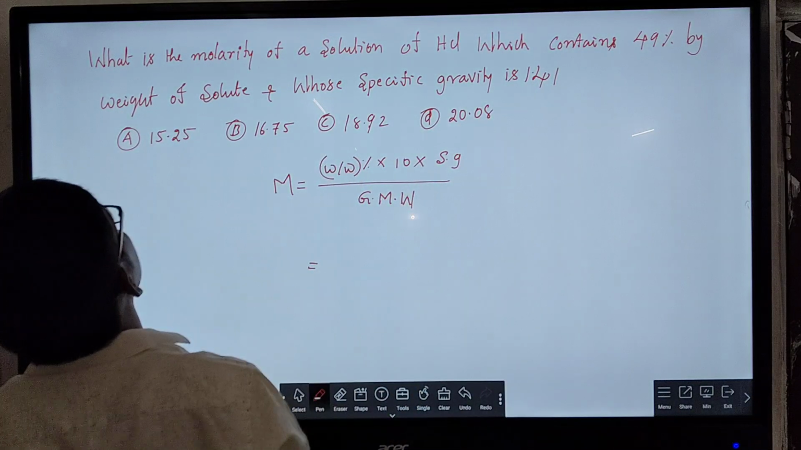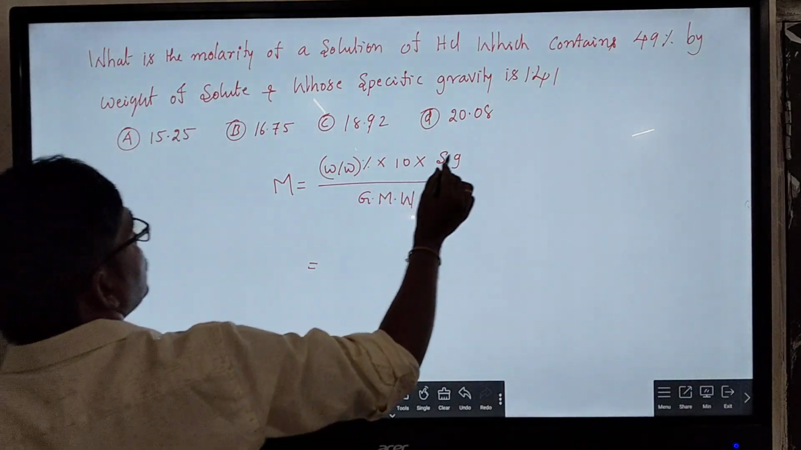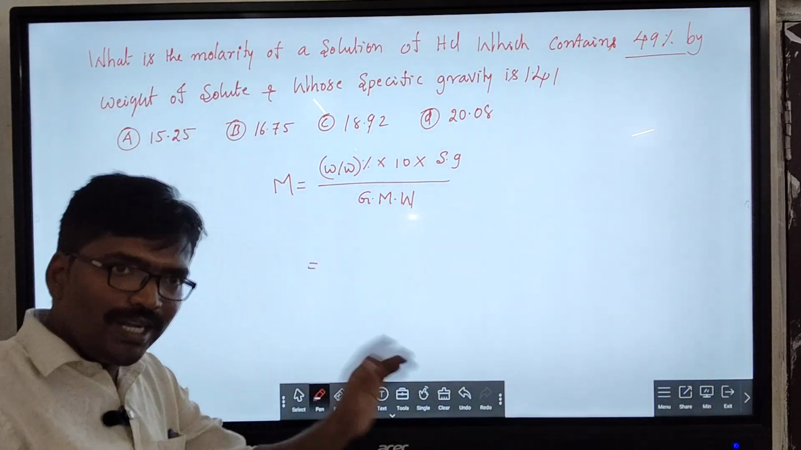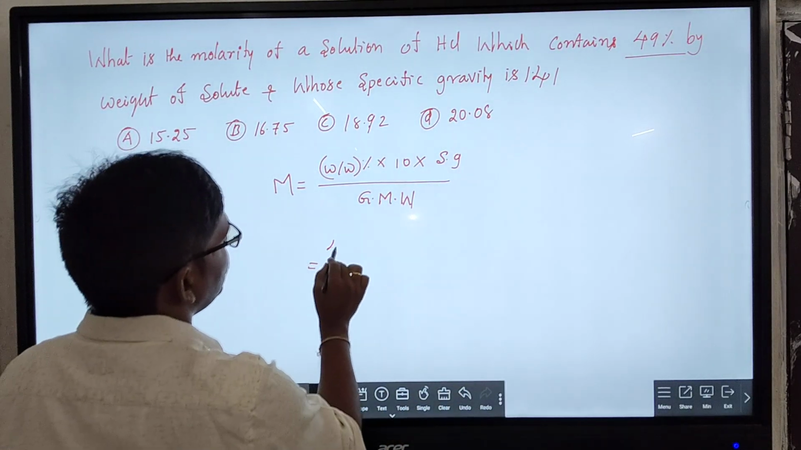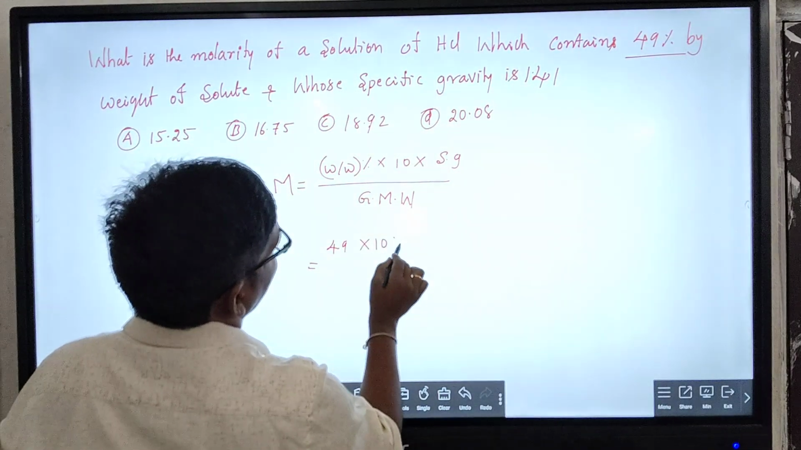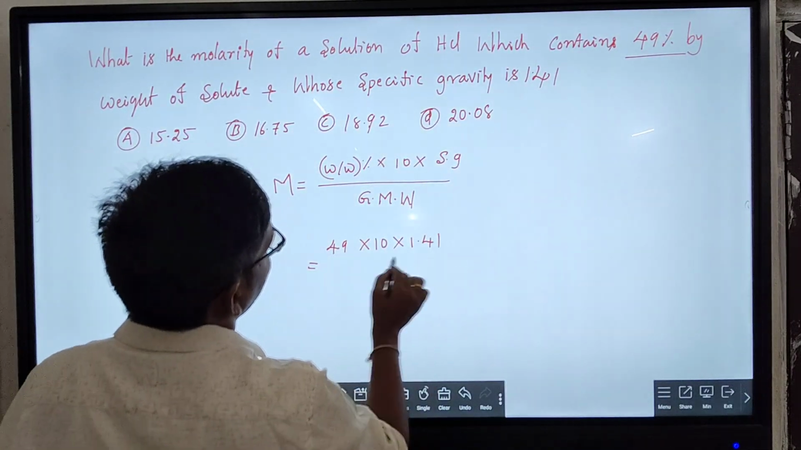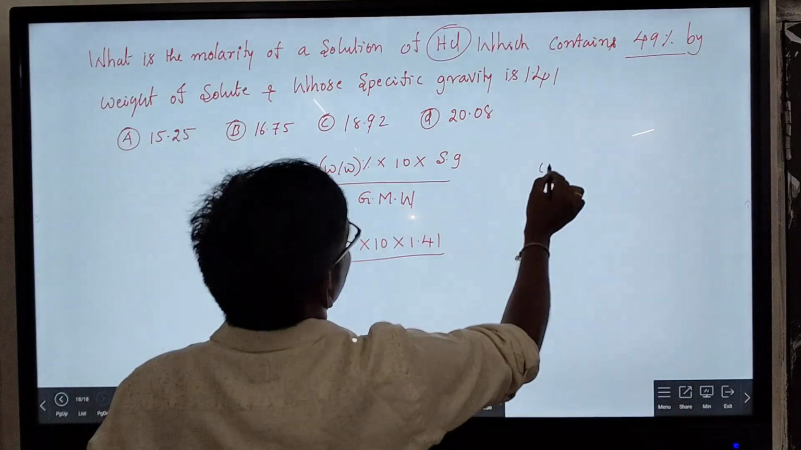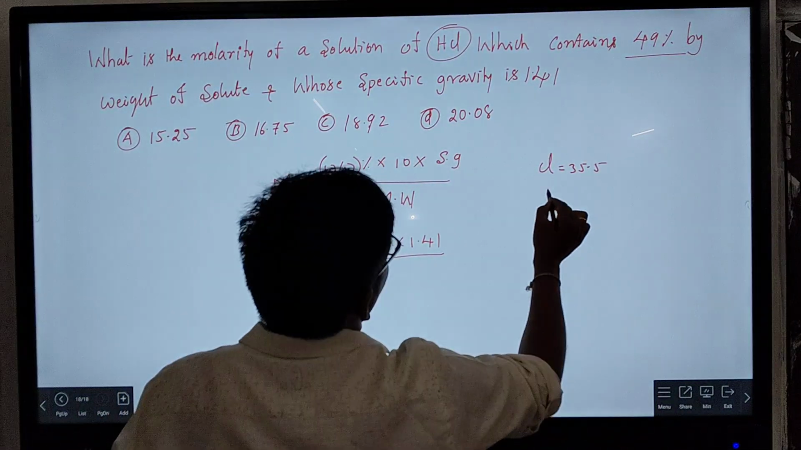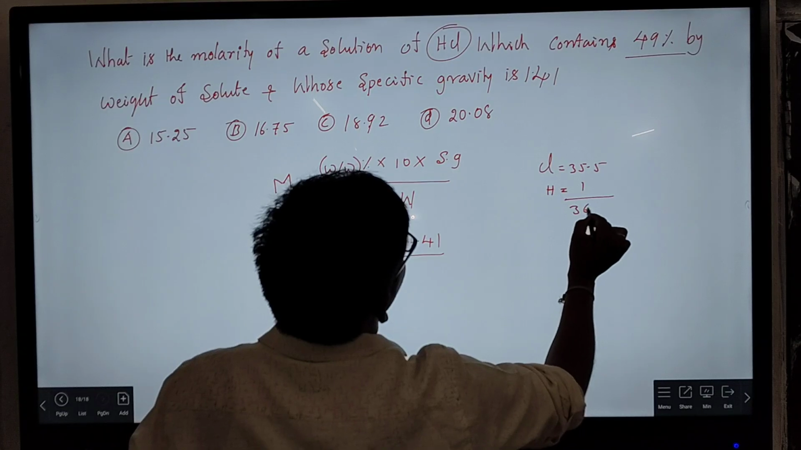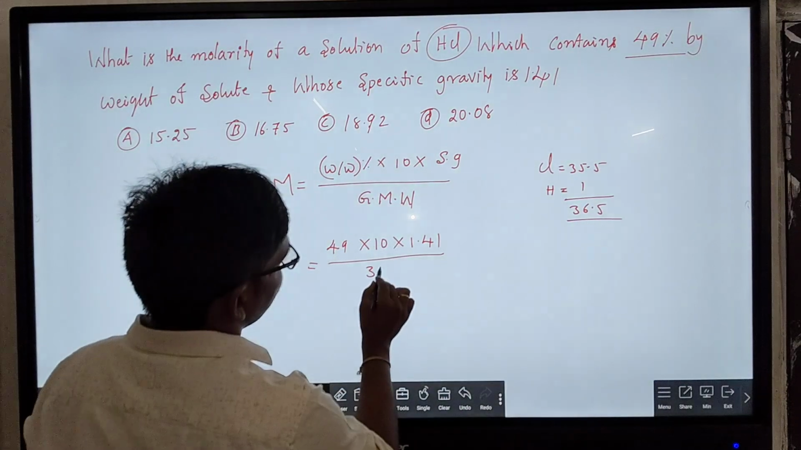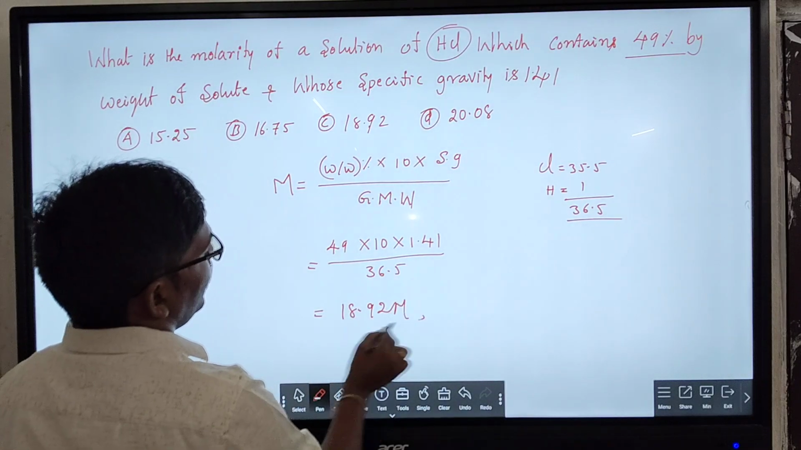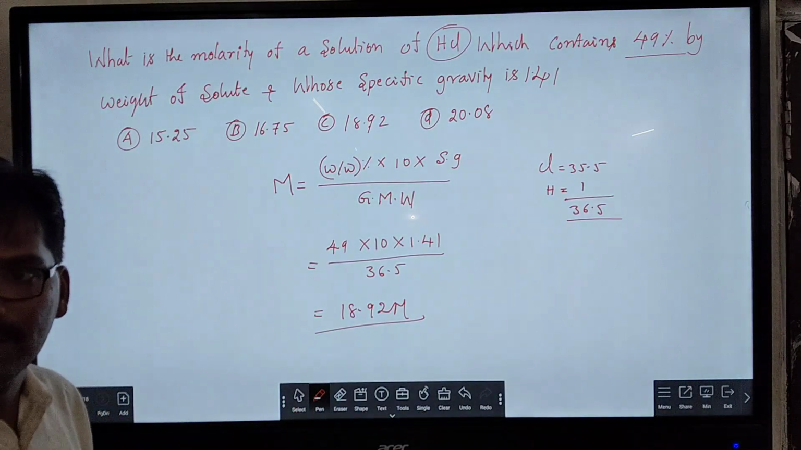So weight by weight percentage, how much is there? 49% is there. So no need to convert to normal weight. The percentage as usual you have to take. So 49, then into 10, then into specific gravity 1.41, then divided by gram molecular weight. Gram molecular weight of HCl: Cl is 35.5, then H equals 1, so 36.5. If you take 36.5, then you can get the answer 18.92 molar for this. Understand all of you? Right.